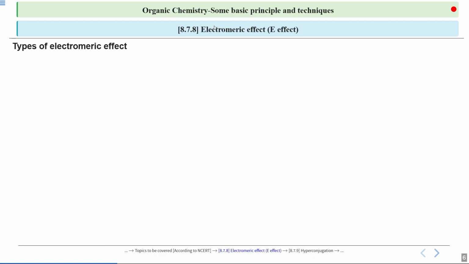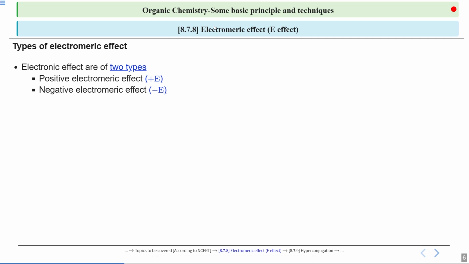Then moving on to the types of electromeric effect. We will see these effects and how they influence chemical reactions as well. They can be of two types depending on the environment. The first one is the positive electromeric effect, in which the movement of electrons is in a specific direction during the reaction. Whereas in the minus E effect, the result is totally opposite.